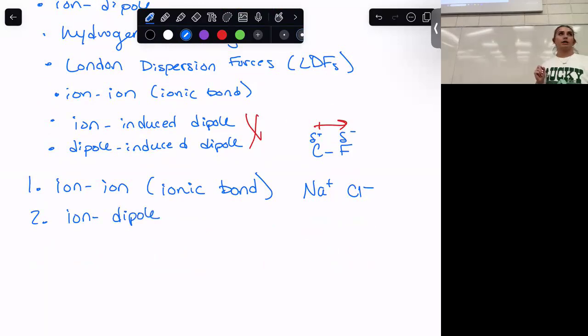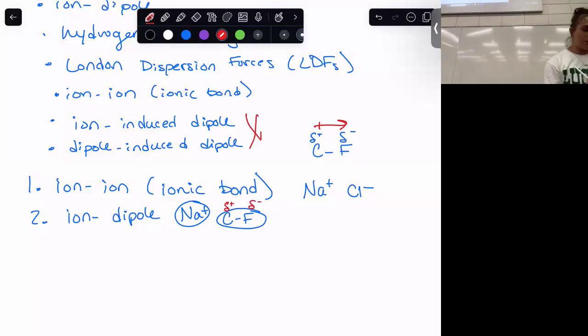Right, when we look at an ion dipole, this means that we have something like a sodium ion cation interacting with something like a CF molecule. So you have this ion and you have this molecule interacting with each other. So you have a positive and you have a partial positive and a partial negative.